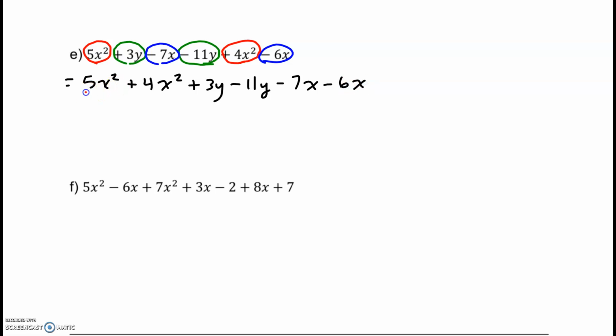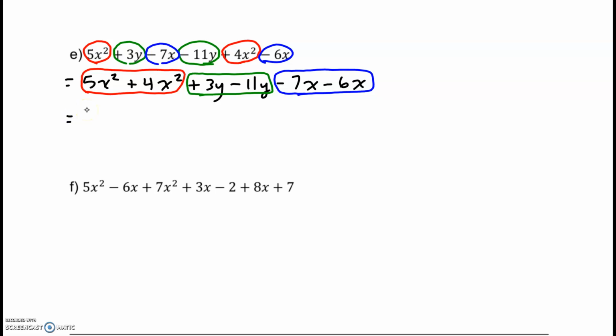Okay, so I'm going to add my x squares together. Then I'm going to add or subtract my 3y's. Notice I'm circling that sign in front for the 3. And then I'm going to add or subtract my x's. And again, I circle that sign in front. So I'm going to get 3 answers.